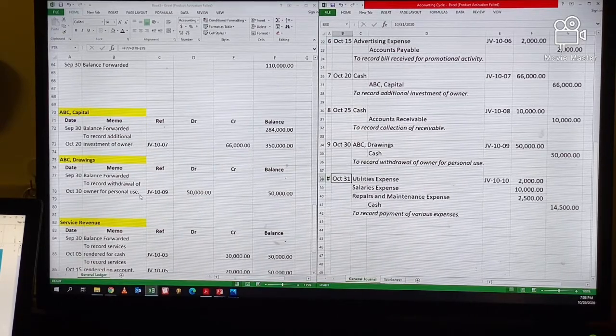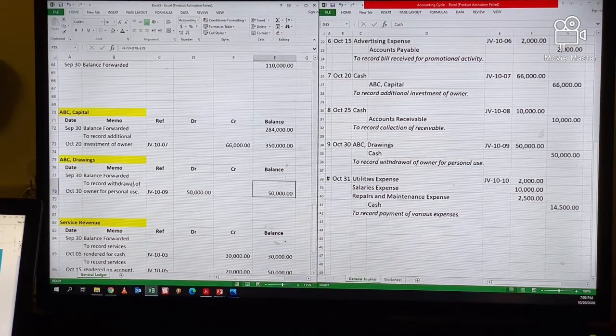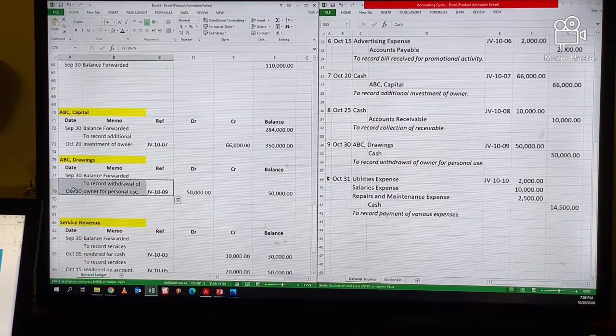October 31, utilities expense. October 31, utilities, sorry, hindi pa pala natin nagawa tong cash. Okay, so i-record muna natin yung cash.